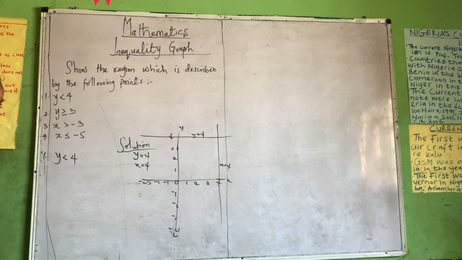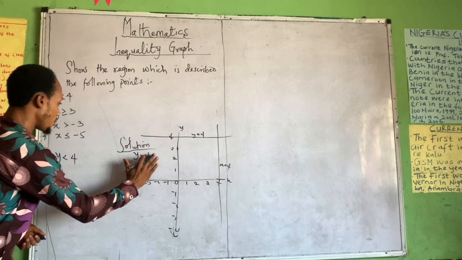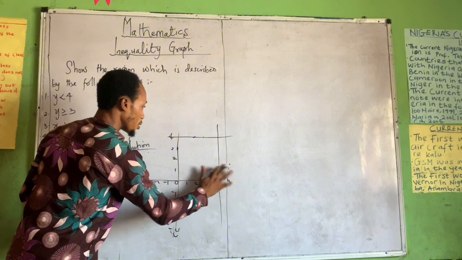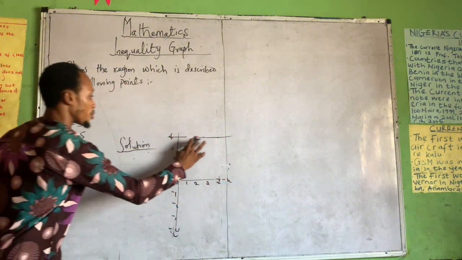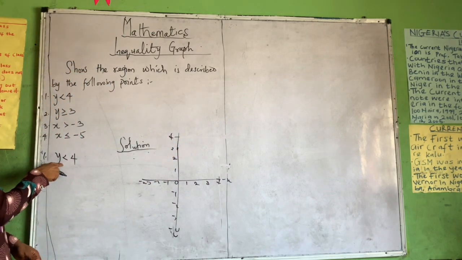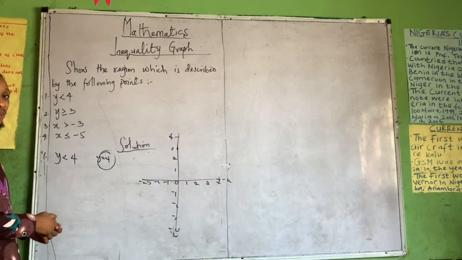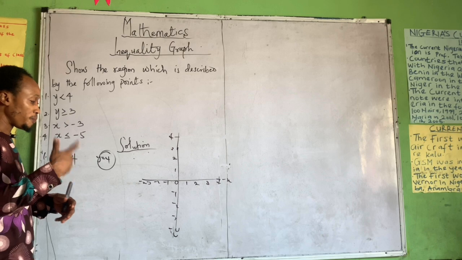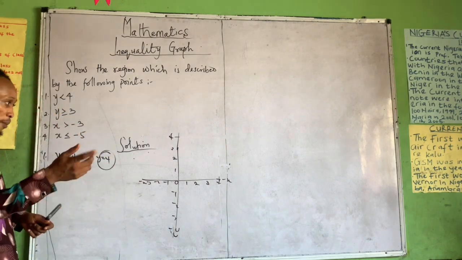Now to get this, you need to do your straight line graph also. Let me do it here, let me clean this one out. You have to do your straight line graph for y equals 4 first. After doing that, we're going to shade some parts and leave some parts. The shading represents your answer. I'll explain better when we do it.